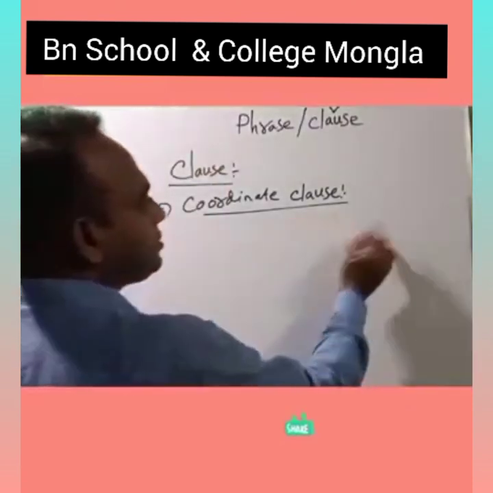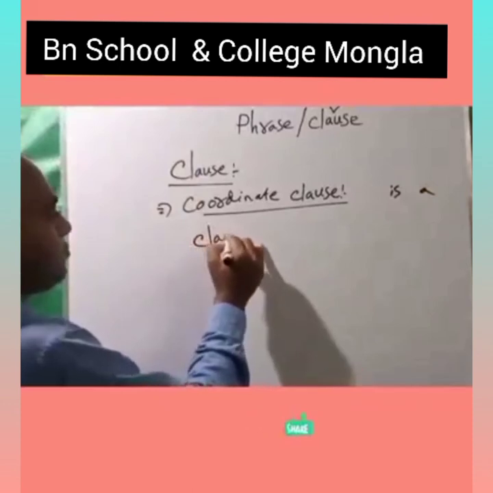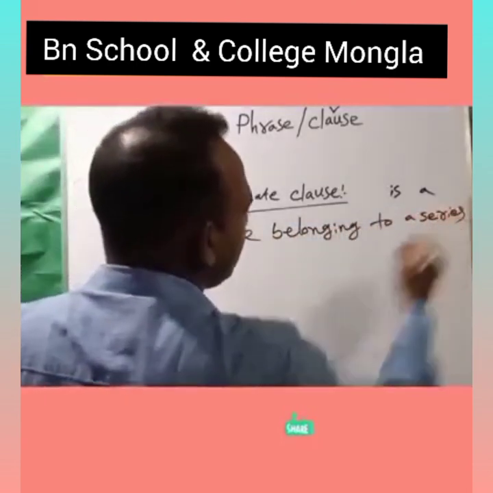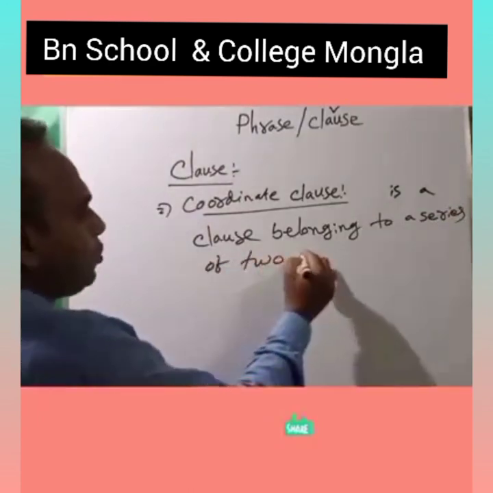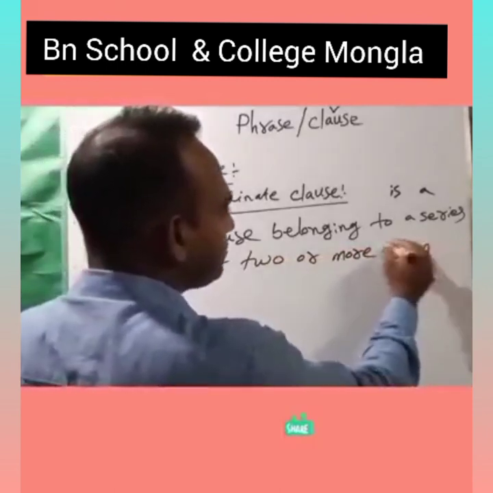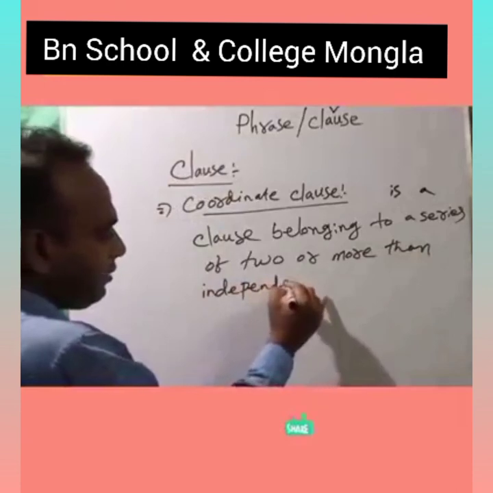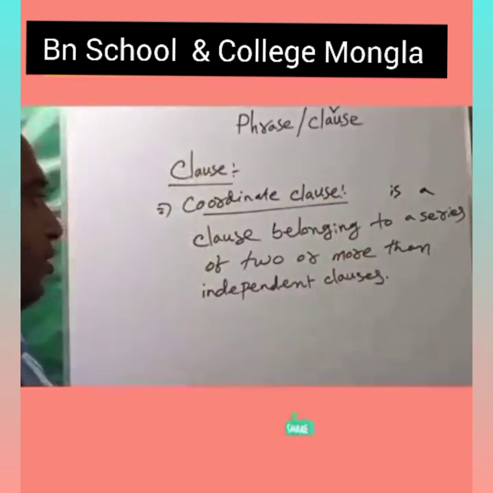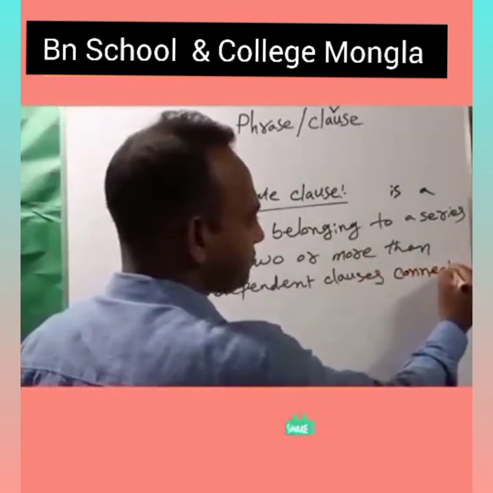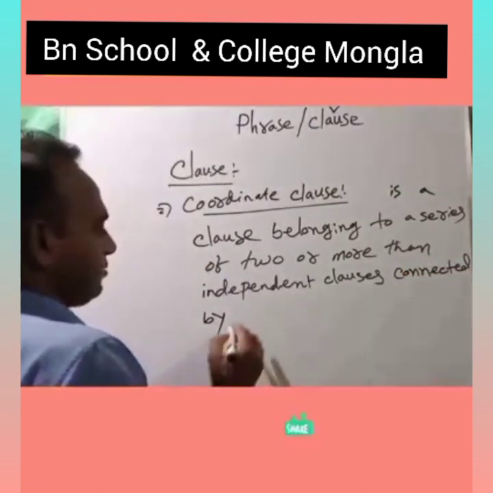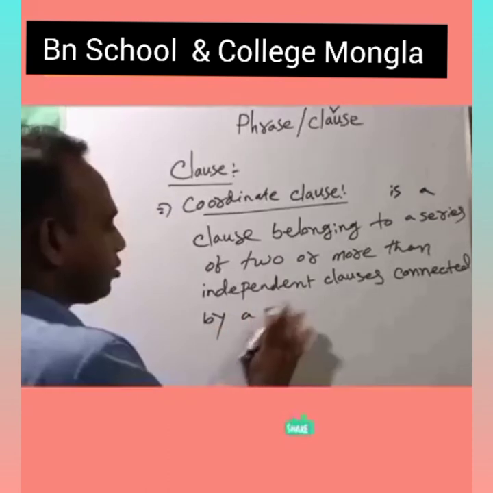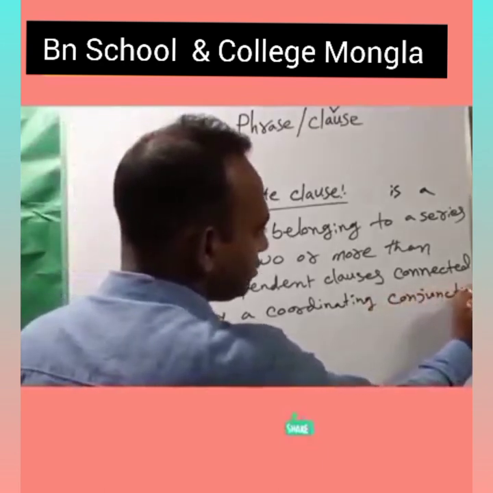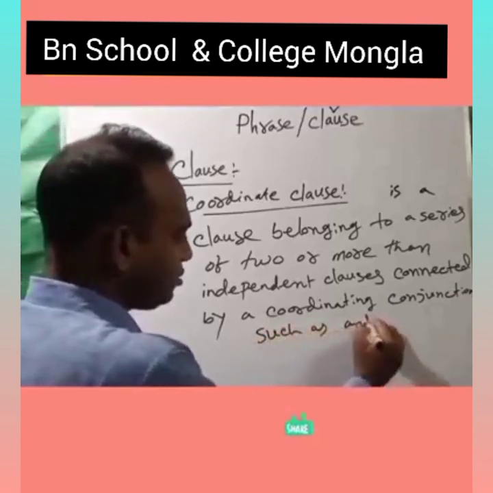That means a coordinate clause is a clause belonging to a series of two or more independent clauses, connected by a coordinating conjunction such as and or but.